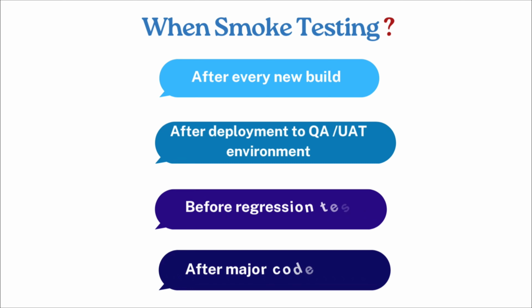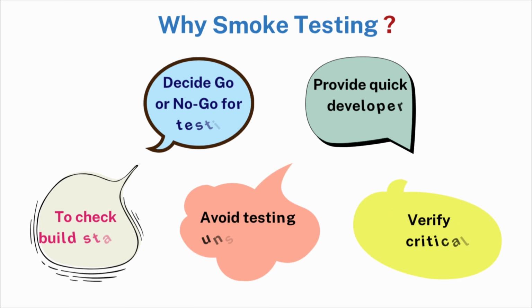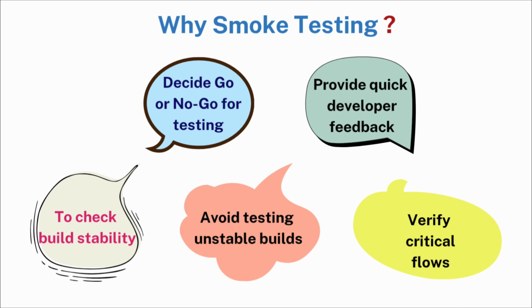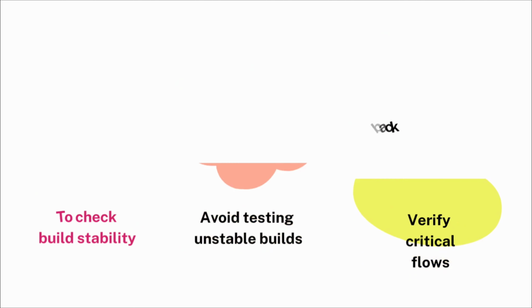We perform smoke testing after every new build, after deployment to QA/UAT environment, before regression testing, after major code changes. We do perform smoke testing to decide go/no-go for further testing, to give quick feedback to developers, to check build stability, to avoid wasting time on unstable builds, and to ensure critical flows are working.